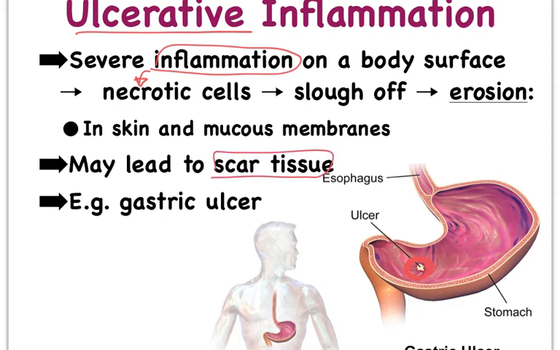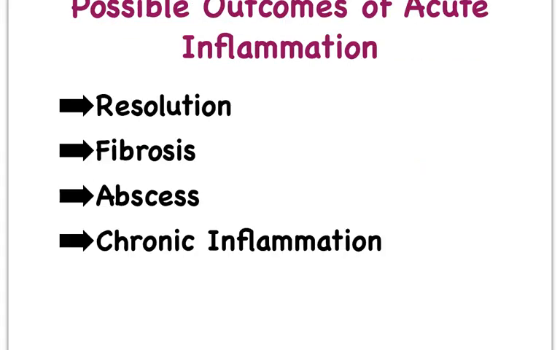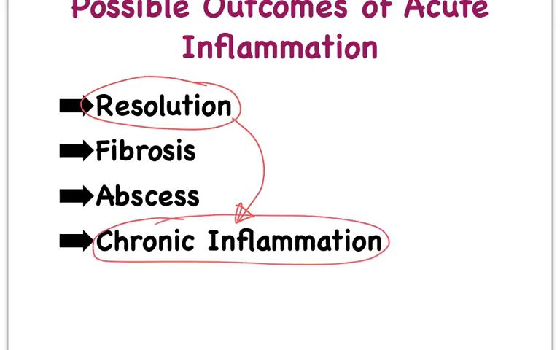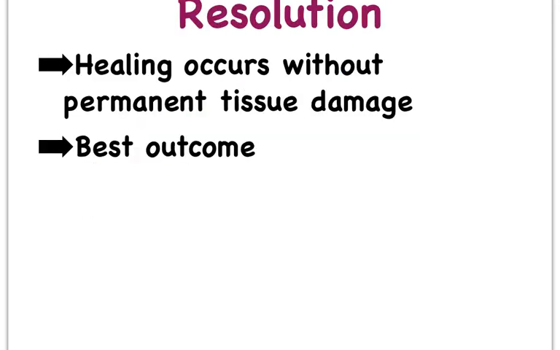Of course, that's usually not such a great thing in body organs such as our skin or our mucous membranes because now there's an area that doesn't function as well. Okay, so we finally now get to the possible outcomes of acute inflammation. And we're going to go from great, everything has been resolved, we're back to where we were before inflammation, to, oh no, we can't get rid of the inflammation and it becomes a chronic form of inflammation.